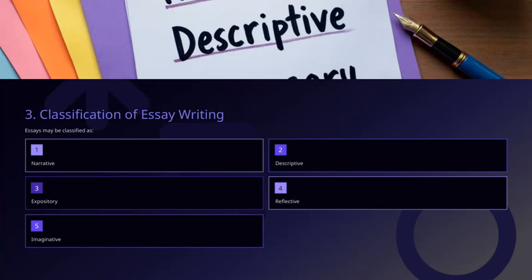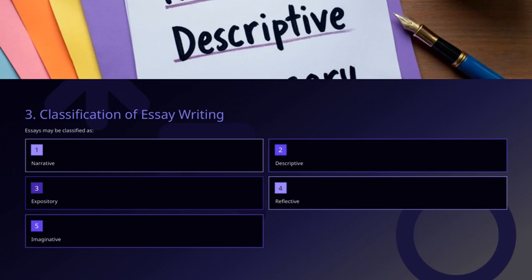Now, let's take a closer look at the classification of essay writing. Essays can generally be divided into 5 main types. First, we have the narrative essay, which is all about telling a story or recounting an experience. It's very personal and engaging. Next is the descriptive essay, where the focus is on creating vivid images through detailed descriptions. This type helps the reader really see and feel what you're describing.